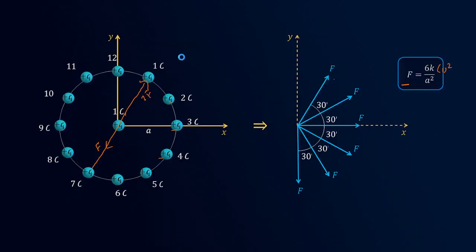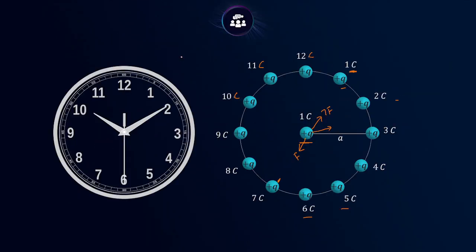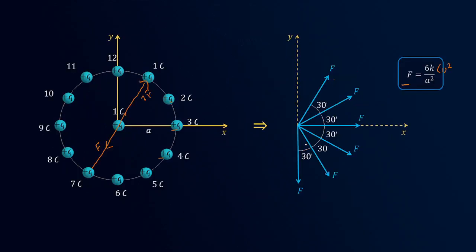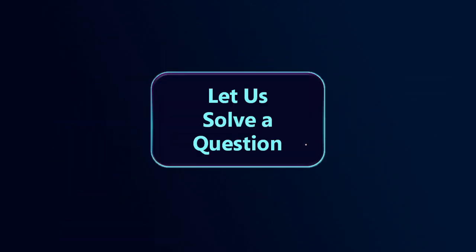See, let us see one more time. We had 12 charges, and at 1 it is 1 coulomb, at 2 it is 2 coulomb, at 3 it is 3 coulomb. So in front of charges we can simplify. So 7 coulomb and 1 coulomb. So effective is how much? 6 coulomb. Like that we can simplify, and we can find the net force.